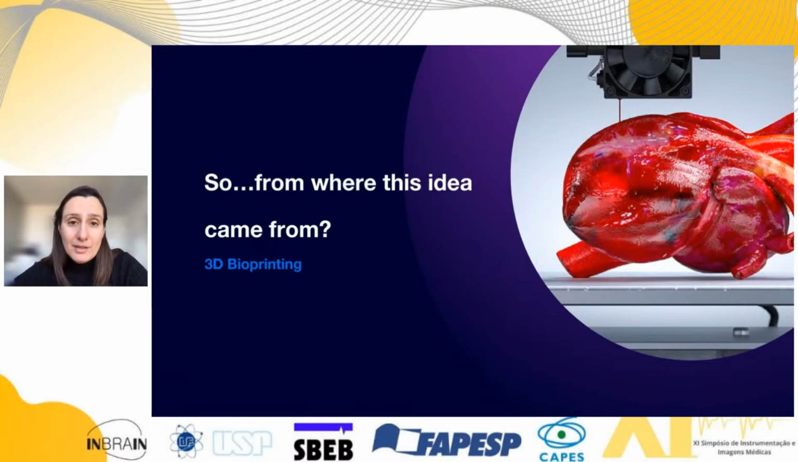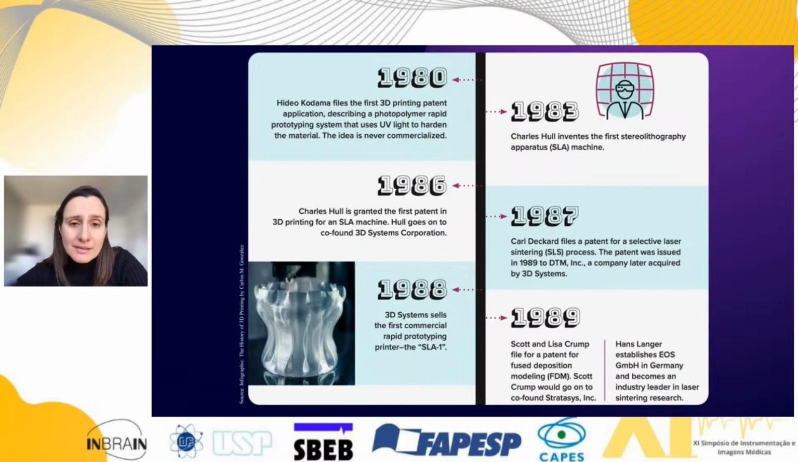So I would like to then today chat with you about where this idea came from, right? Where this interesting approach of 3D printing organs and tissues came from. And this started not recently. That started actually in the 80s when some people started developing the idea of 3D printing, not bioprinting yet, but printing.